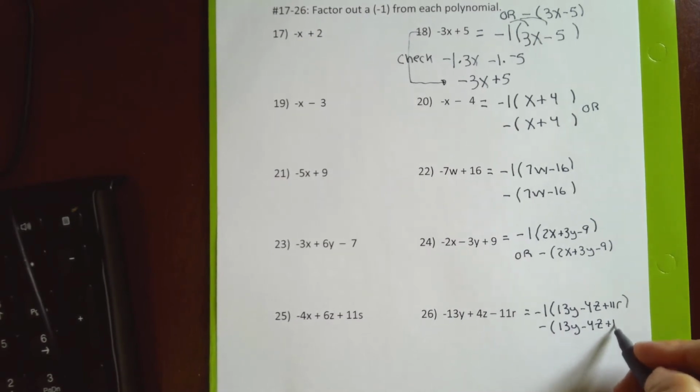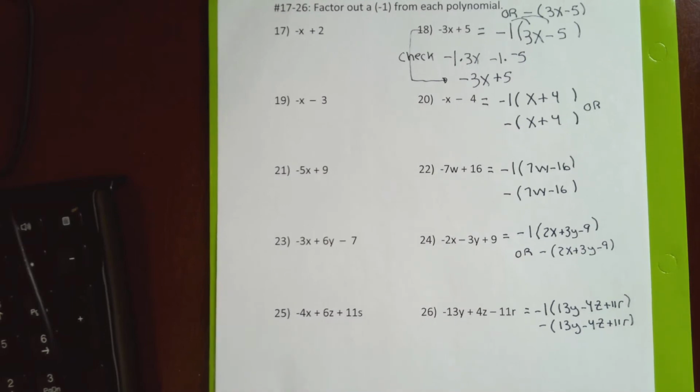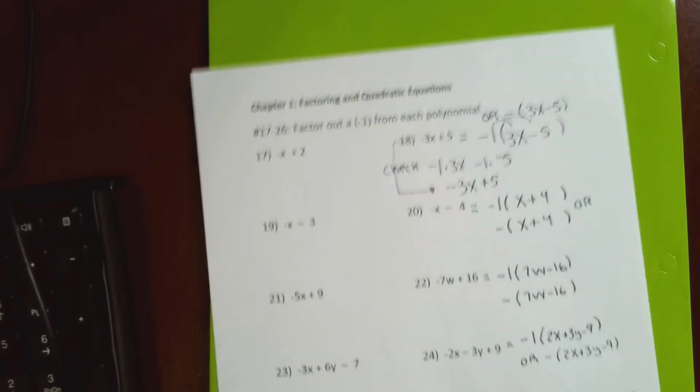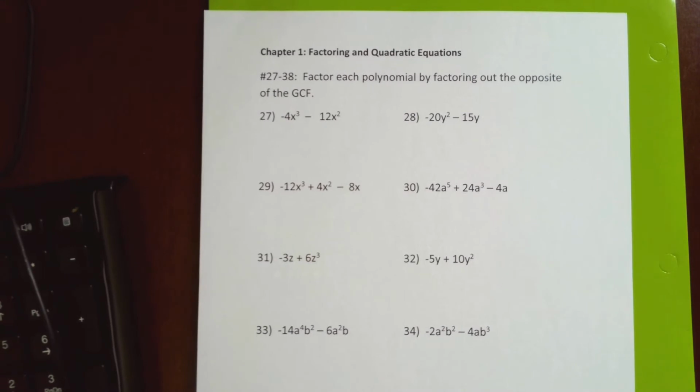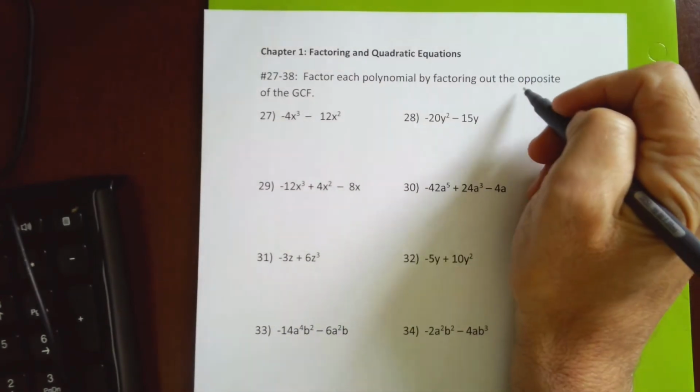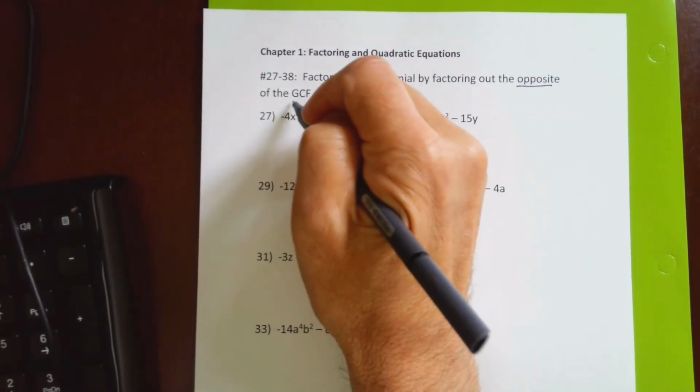So this is an important skill, but not the end of what we need to do with factoring with negatives. And that's what the next group of problems are. 27 through 38, the instructions tell me to factor out the opposite of the GCF. I know what the GCF is. It's the biggest number that divides into all the numbers and the smallest exponent if all the problems have the same letters. The instruction here tell me to factor out the opposite of the GCF.